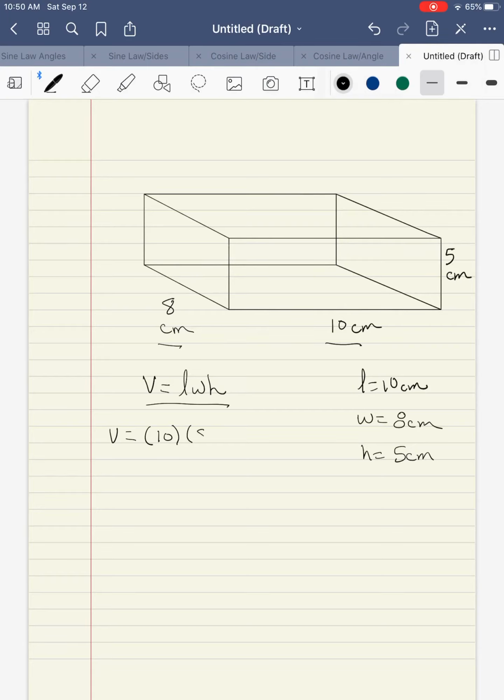And I'm just going to substitute in here. Remember brackets because you're multiplying. It's still the same shape and you're still multiplying the exact same 3 values. So it doesn't matter which way you look at it from what perspective. And that one's going to come out to 400 centimeters cubed.